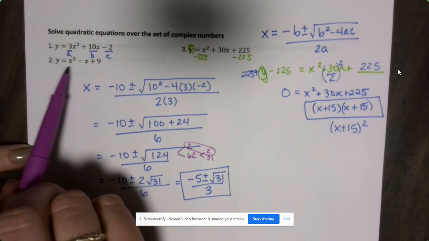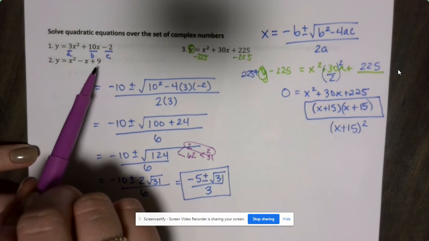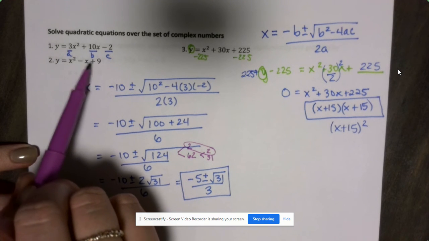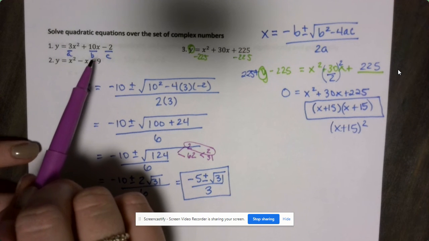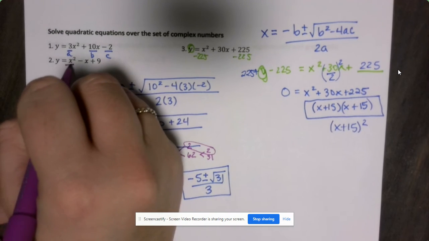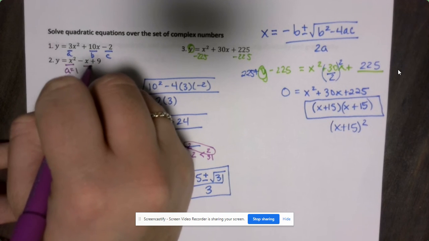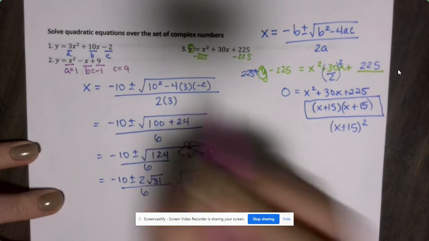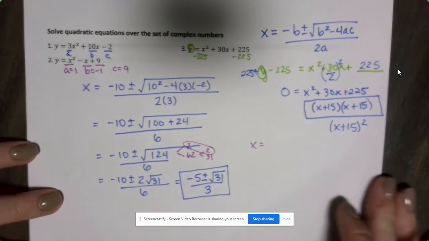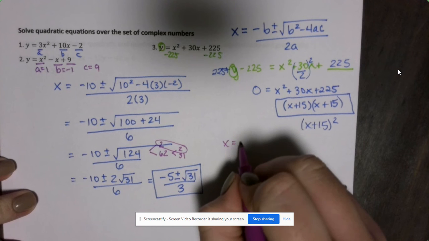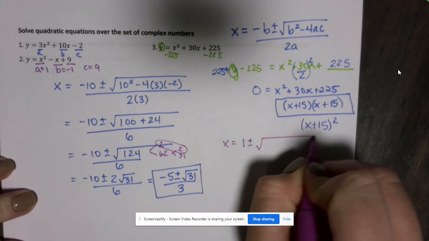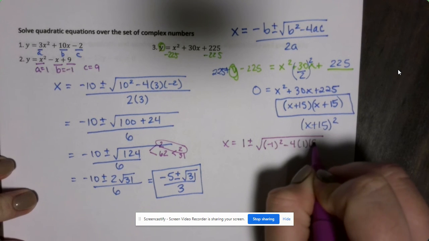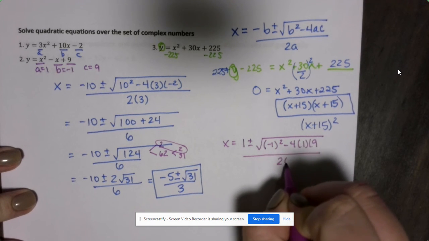Look at the second one here. We can't factor this. The only thing that multiplies to 9 is 3 and 3. And so we're going to actually use the quadratic formula again for this one here. My a is going to be 1, my b is going to be negative 1, and my c is going to be 9. So when I'm filling in my quadratic formula, we're going to have a positive 1 plus or minus the square root of b squared minus 4ac all over 2a.